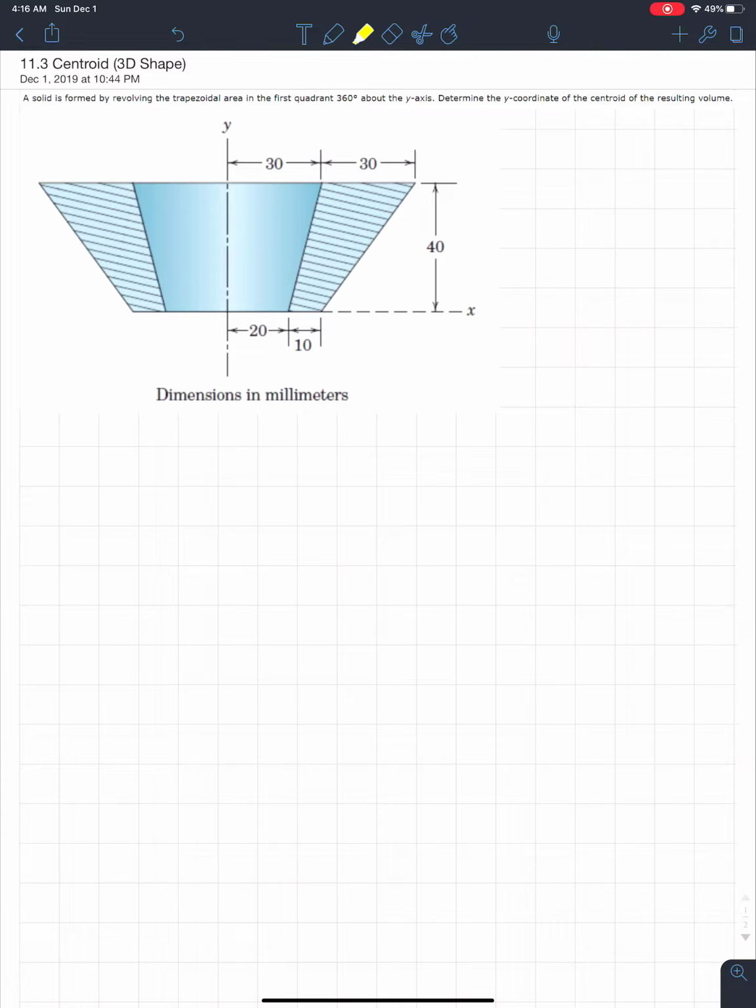Now, originally we were only planning to do two videos for Centroids, one covering continuous body and one covering composite body. But due to this week's assignment, I've decided to include a third one, and that is finding the centroids of 3D shapes. So instead of a dA, you have a dV, and we have to find volumes instead of just the areas of a slice. And to make it even easier for you guys, the example that we'll be doing is the one right from your homework.